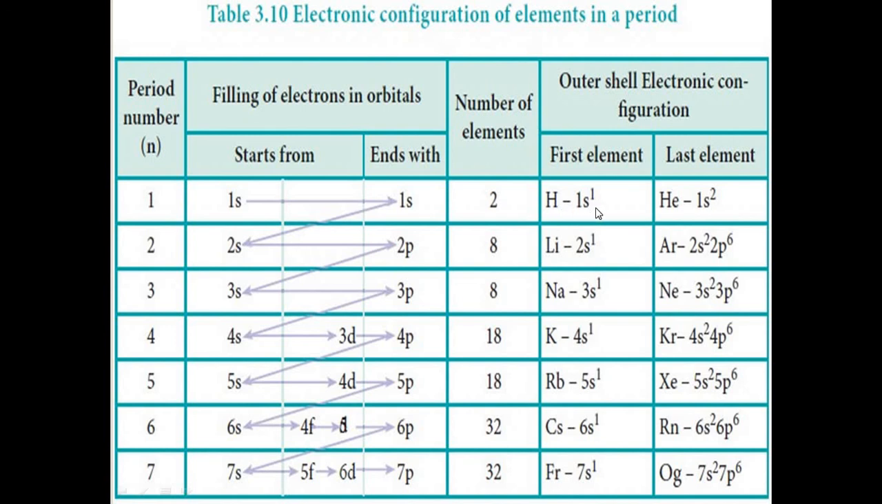Here is hydrogen 1s1, helium 1s2. Here is sodium for the third period, that is 3s1. For neon it is 3s2, 3p6. For rubidium it is 5s1, whereas in xenon it is 5s2 and 5p6. Okay, same as below, that is 6s and 7s, group 6 and group 7.